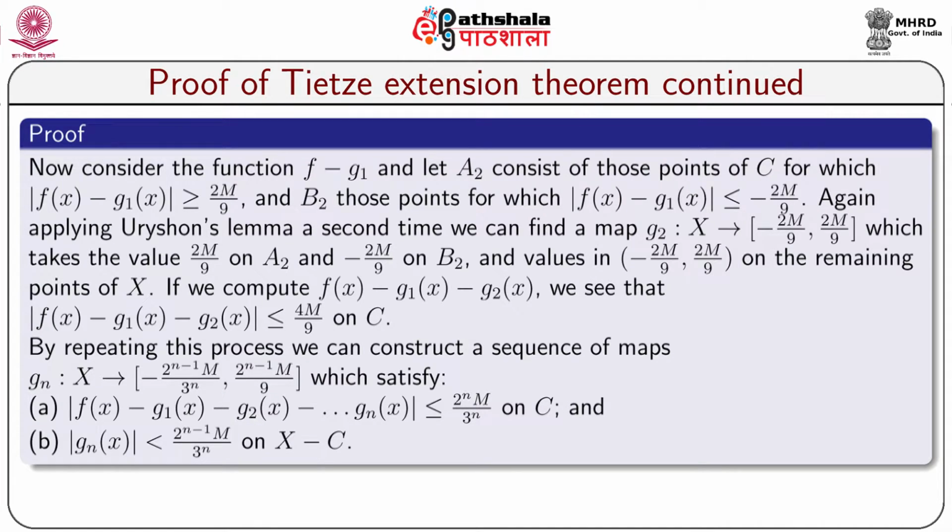Now, repeating the process n times, we get at the nth stage a continuous function gn from X to the closed interval from minus 2 to the power n minus 1 into m by 3 to the power n, to 2 to the power n minus 1 into m by 3 to the power n, and also gn satisfies that modulus of f(x) minus g1(x) minus g2(x) up to minus gn(x) is less or equal to 2 to the power n m by 3 to the power n on C, and modulus of gn(x) is strictly less than 2 to the power n minus 1 into m by 3 to the power n on X minus C.